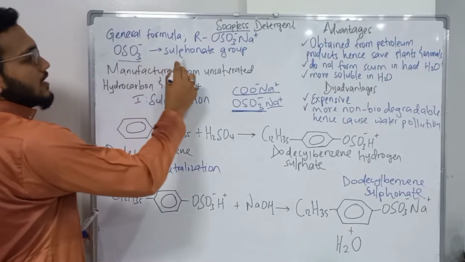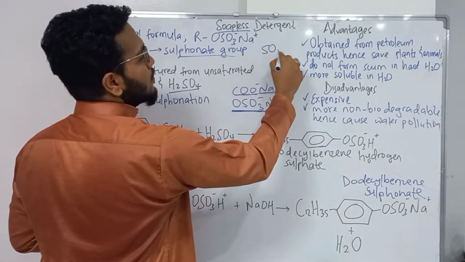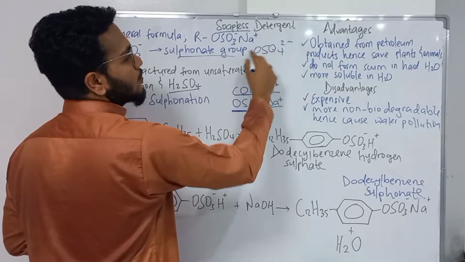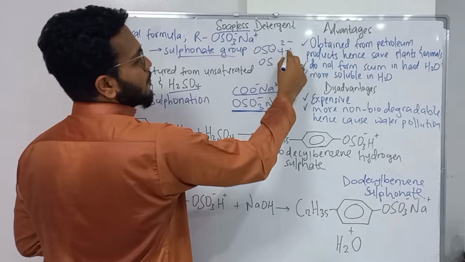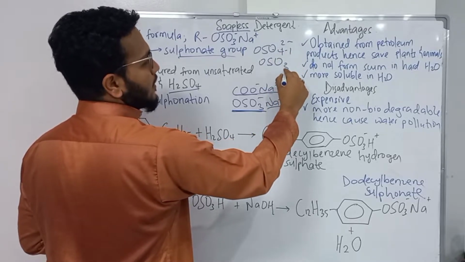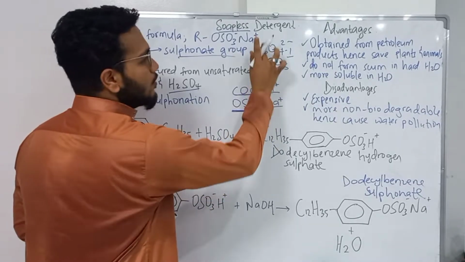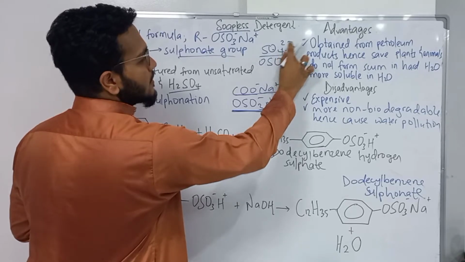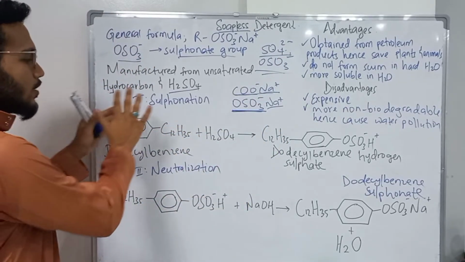OSO3 first of all is the sulfonate group. This is a sulfate group, SO4 2 negative. However, when you take one oxygen and bring it to the left side, it becomes OSO3. Now one oxygen has been removed here, so OSO3, and the charge is negative. So this is a sulfate group, SO4 2 negative, and this is a sulfonate group. Now the reaction occurs in two steps.